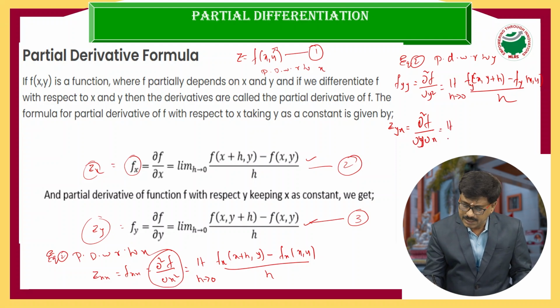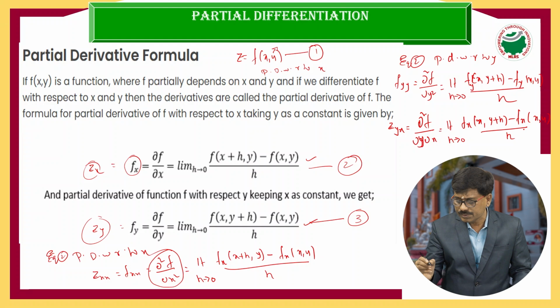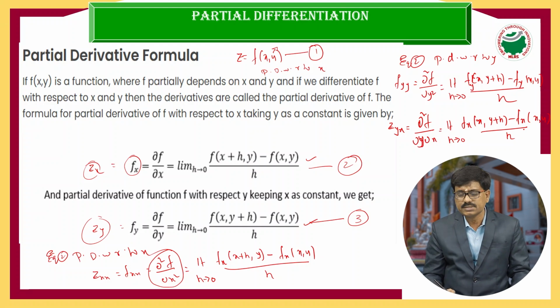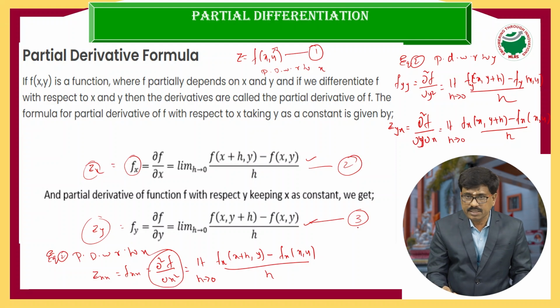Therefore, limit h tends to 0, fx of x comma y plus h minus fx of x comma y, divided by h. This is also called the second order partial derivative, dou square f by dou y dou x. Further, we can calculate similarly for equation 3.